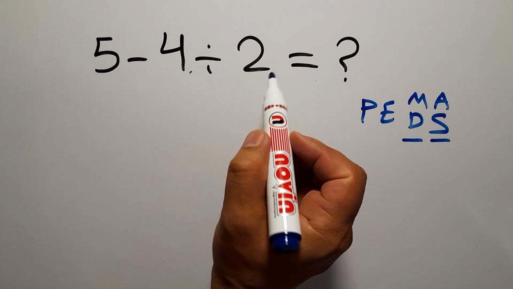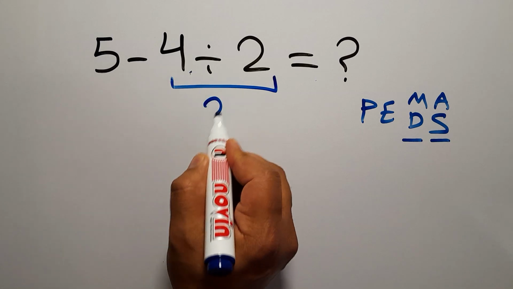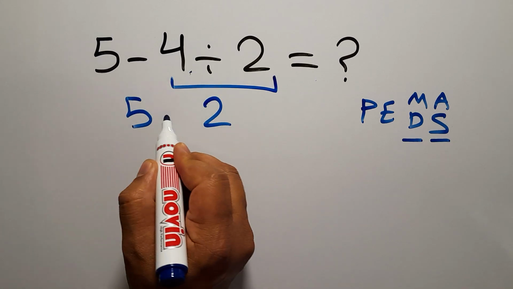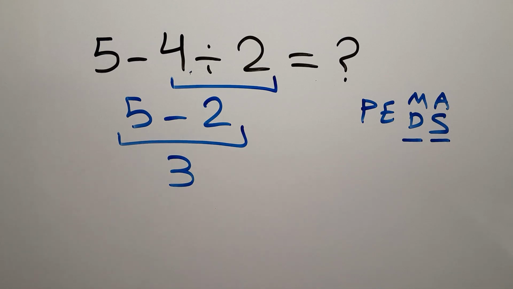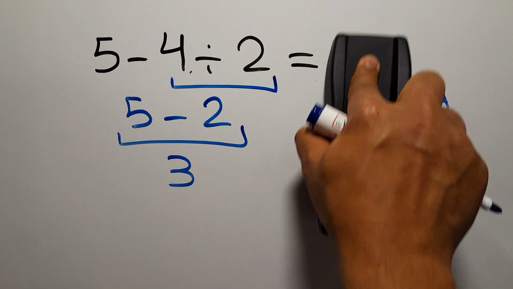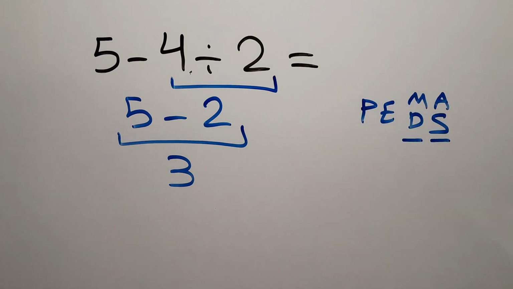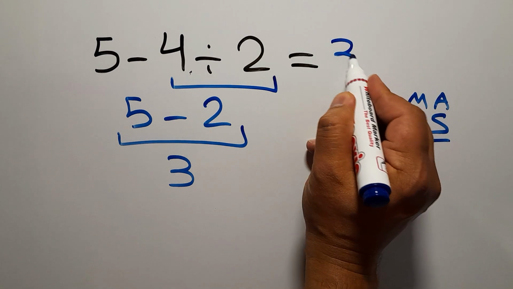Four divided by 2 is just 2. So we have 5 minus 2. And this is equal to 3. So therefore, our final answer to this problem is just 3. The correct answer is 3.